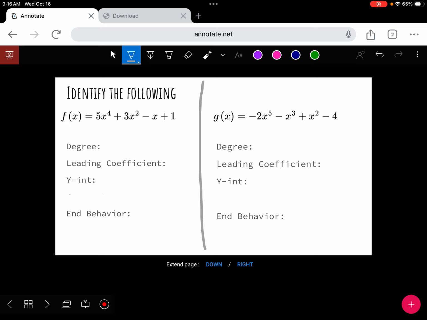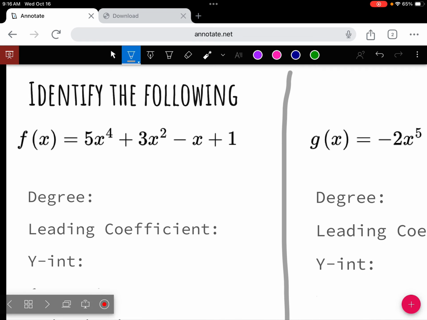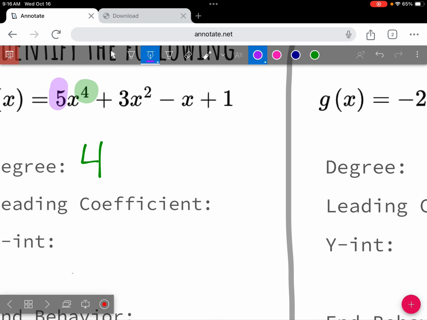All right, my first question is, what's our degree? 4. Our biggest exponent is our degree. So our degree is 4. What is our leading coefficient? 5.